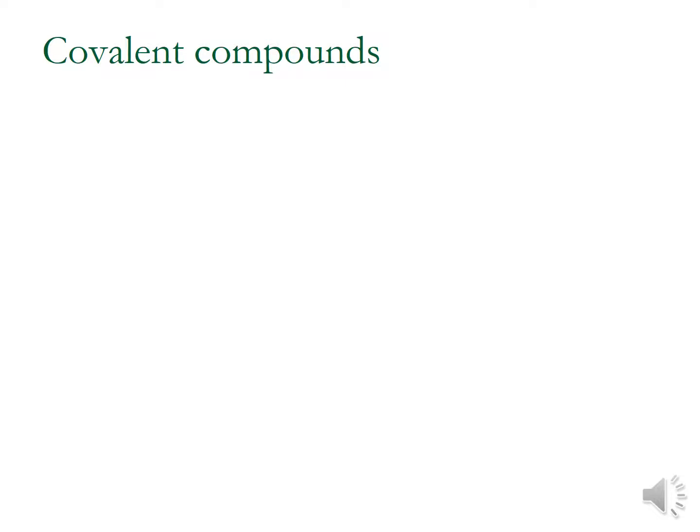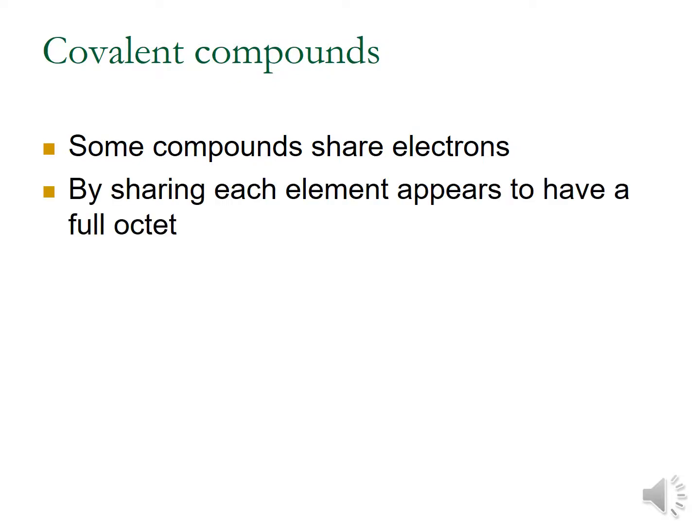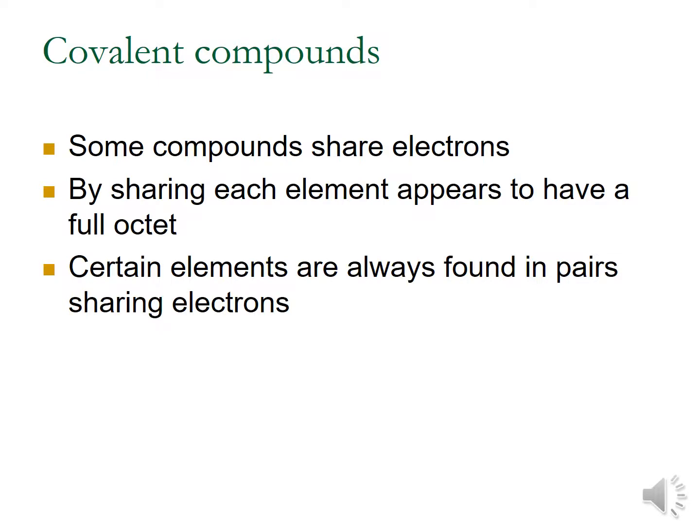Let's move on to covalent compounds. That's where compounds form because elements share electrons. If atoms share electrons in order to get an octet, then they are called covalently bonded compounds, also known as molecules. By sharing, each element is going to have a full octet. Certain elements are always found in pairs sharing electrons. We'll get to those later. They are going to be known as the lucky 7.